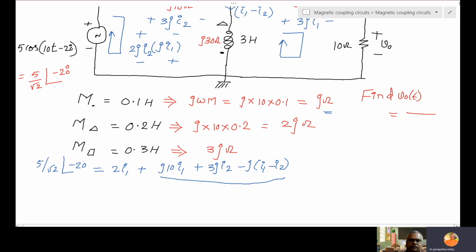These three will form one set. Then the second one, j30 into I1 minus I2. Then here, going from negative to positive is minus. So minus j I1 minus j I1 plus 2j I2.